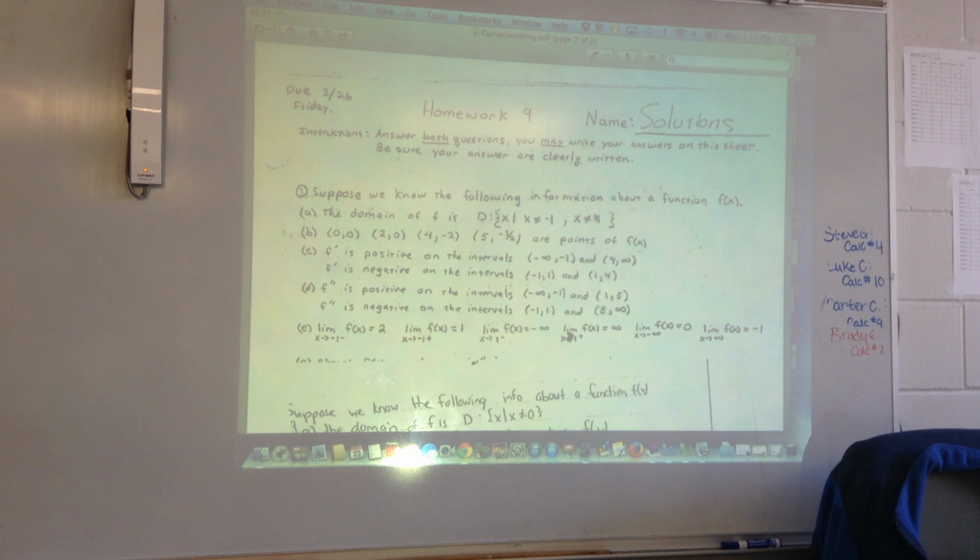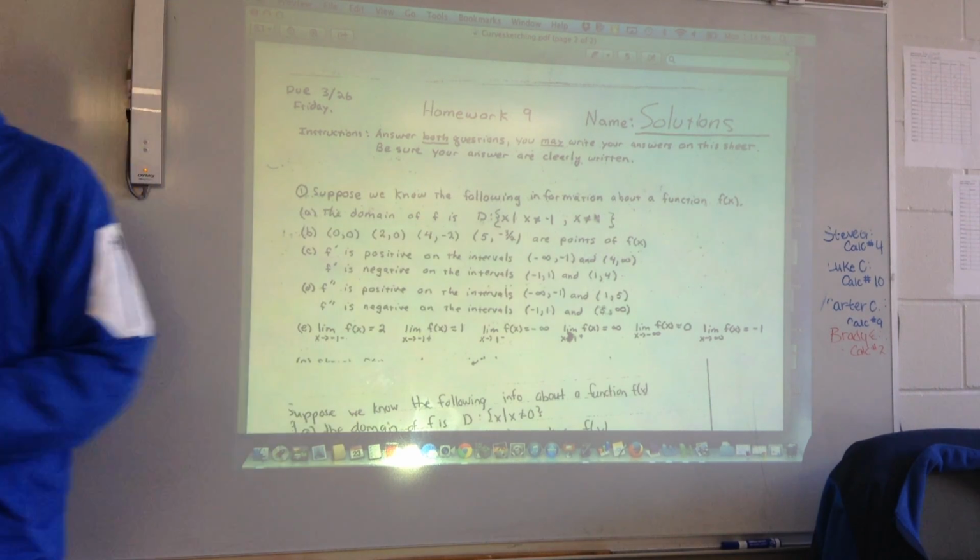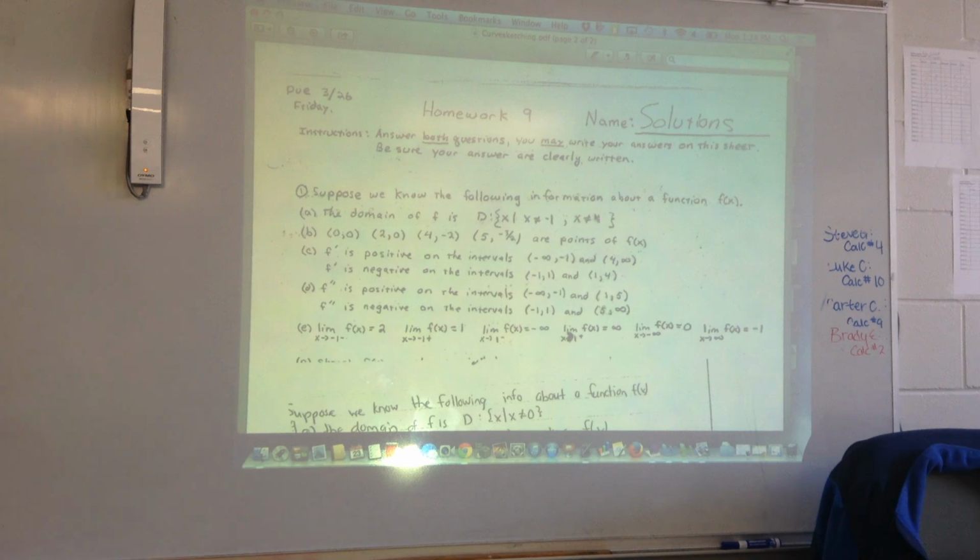Suppose we know the following information about a function f of x. The domain of f is... Now, this is some new notation for you. Some textbooks will use this notation. We usually use interval notation. But here's what it's saying.